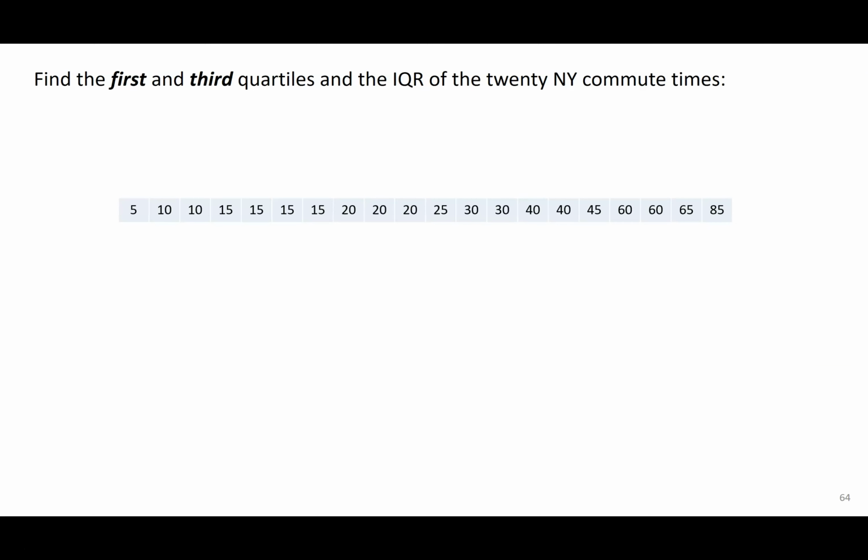So now we have the 20 New York commute times, because it's a lot more manageable than that data set of 50 students. We want to find the first and third quartile. So remember when we folded in half to find our median? We said, hey, there's 20 of these, so we folded in half. We had 10 on each side. And here's our median. Now we're going to take each half and fold in half again. That's what we're going to do. So I have 5 here, 5 here, 5 and 5, that kind of idea.